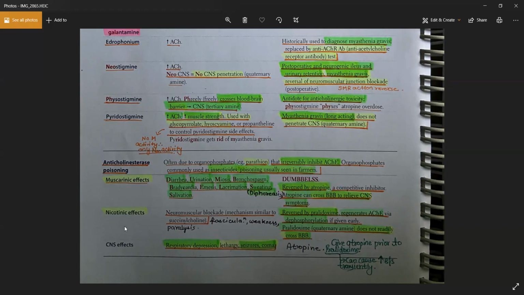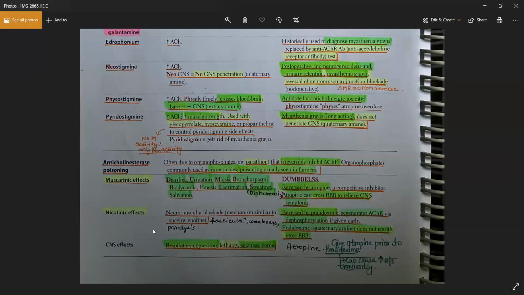Then comes the nicotinic symptoms. After stimulation of the nicotinic receptors, what you will get is spasms. And ultimately desensitization will occur, and what you will get is paralysis. So you will get fasciculation, weakness, paralysis, spasms, and of course hypertonia, so hyperreflexia would be there.